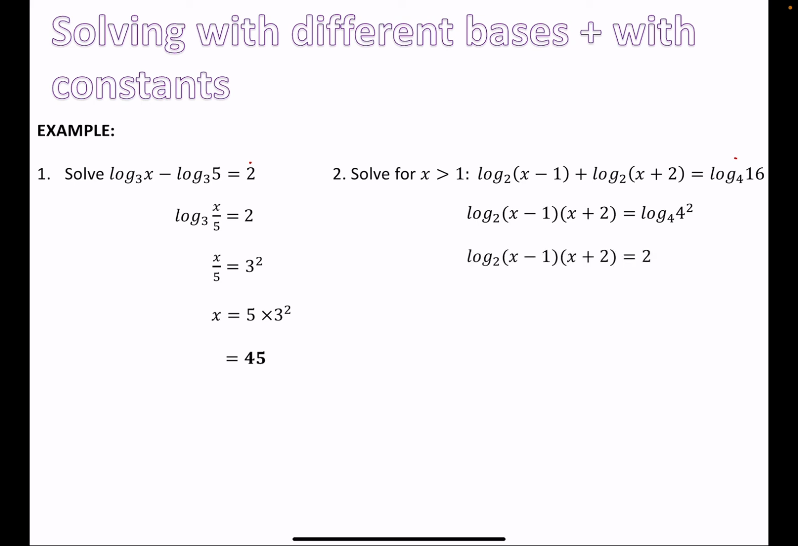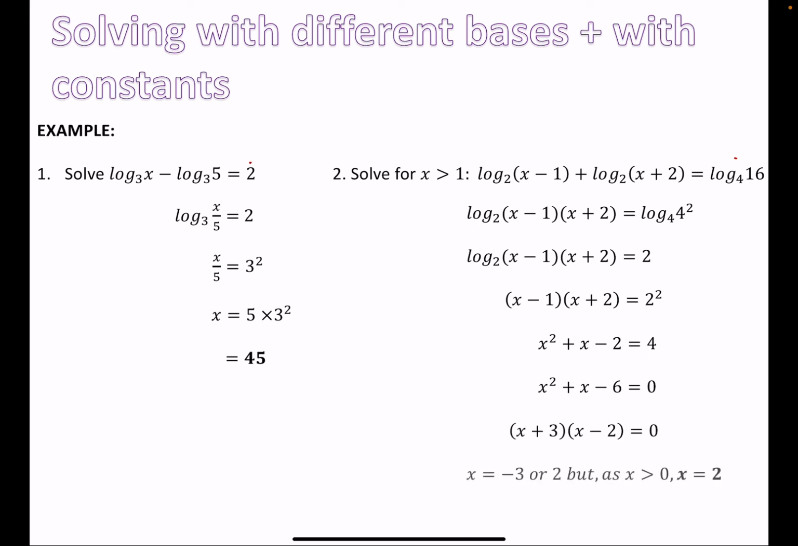And once it simplifies to a 2, I can apply what I did in the first question and write it in exponential form. x minus 1 times x plus 2 must be equal to 2 to the power of 2. And then it's back to that previous example, moving everything to the left-hand side after we've multiplied out the brackets and then factorizing it to solve it. In which case we get two answers again.